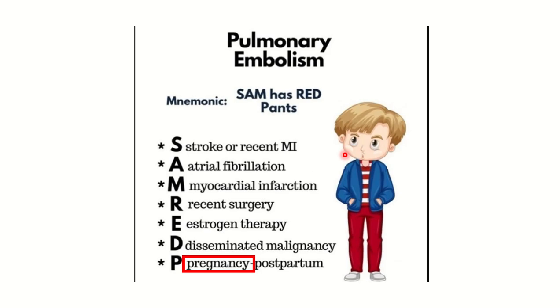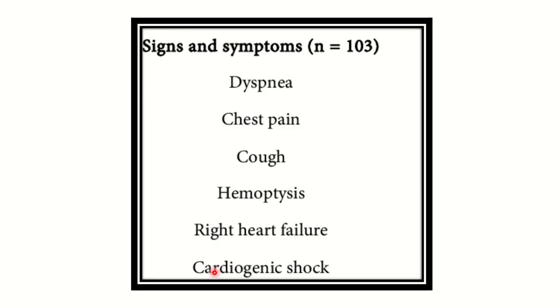atherosclerosis. So now see pulmonary embolism, with different types of causes such as stroke or recent MI, atrial fibrillation, myocardial infarction, recent surgery, estrogen therapy, disseminated malignancy, pregnancy, and postpartum. So in the case of this patient, estrogen therapy and pregnancy are important, and in this patient, only pregnancy is the most important cause.